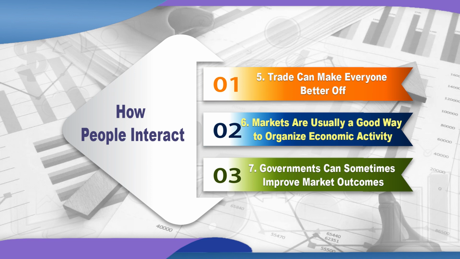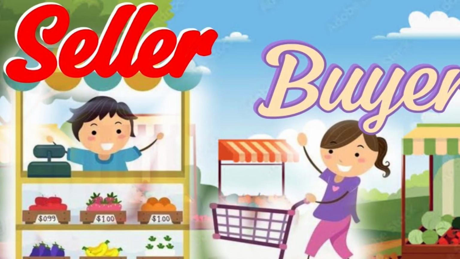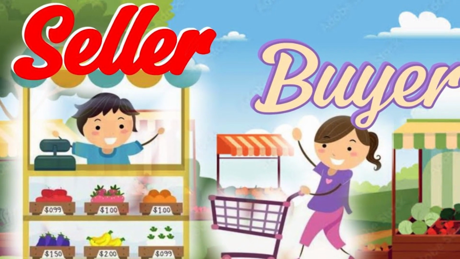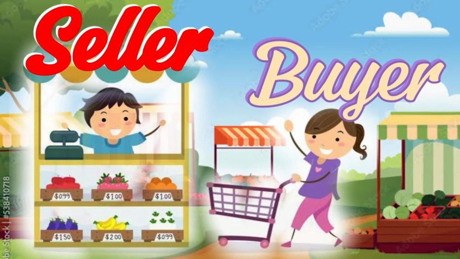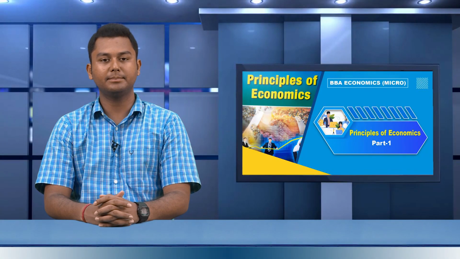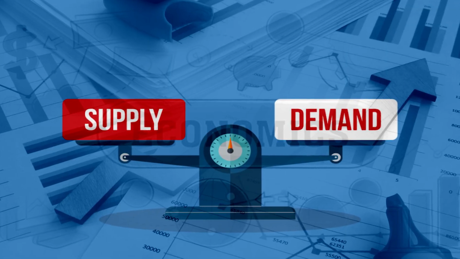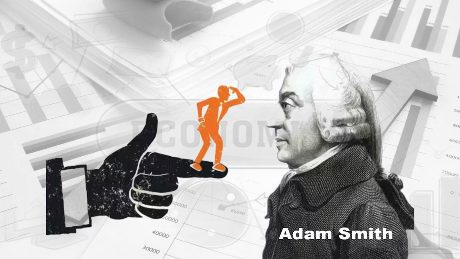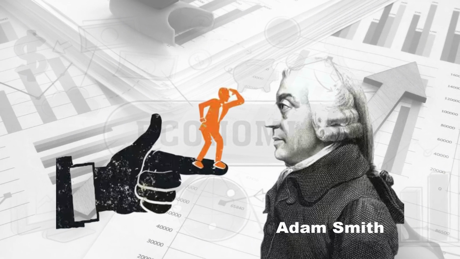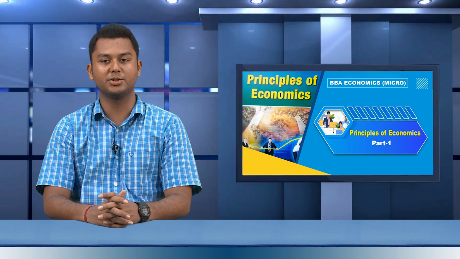The sixth principle is that markets are usually a good way to organize economic activity. Markets bring buyers and sellers together to coordinate economic activity. Through the price mechanism, resources are allocated efficiently based on supply and demand. Adam Smith described this as the invisible hand guiding self-interested individuals to promote societal welfare.